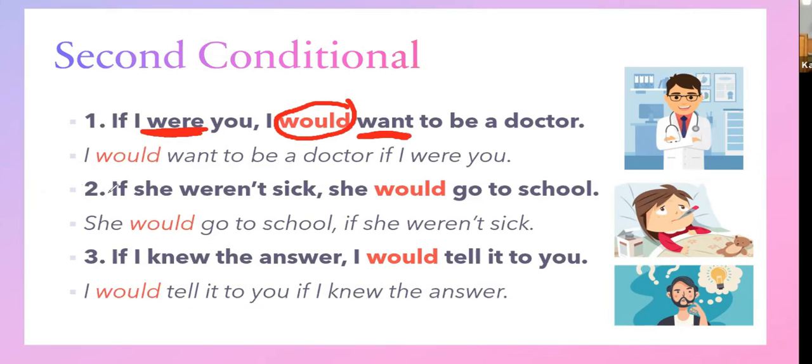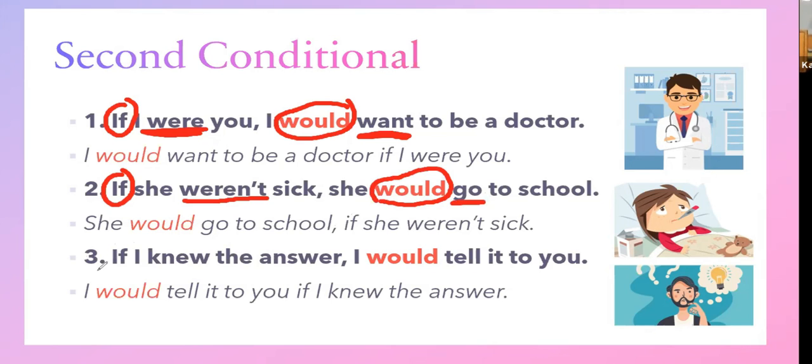So, number 2. If she weren't sick, she would go to school. The same thing. She would go to school if she weren't sick. So we have our if. Very important. Conditionals always have the word if. If we're not, okay? And then we have would and our verb in present simple. Okay.